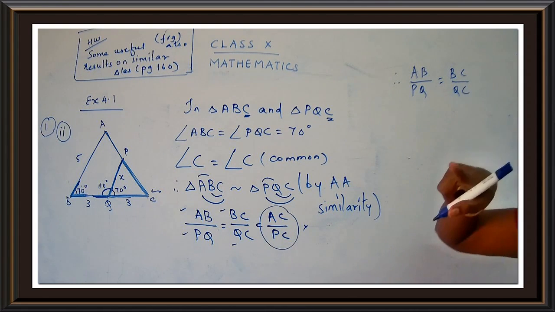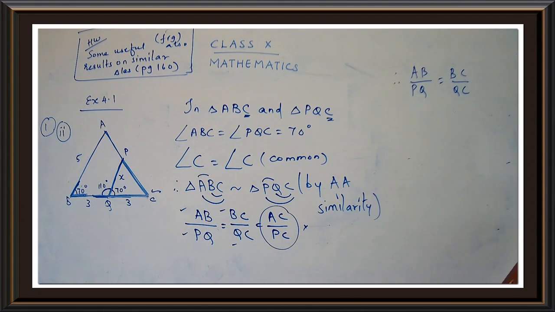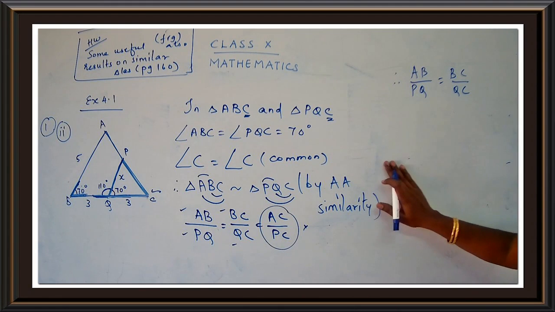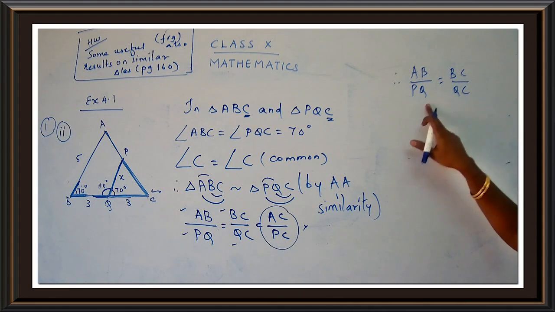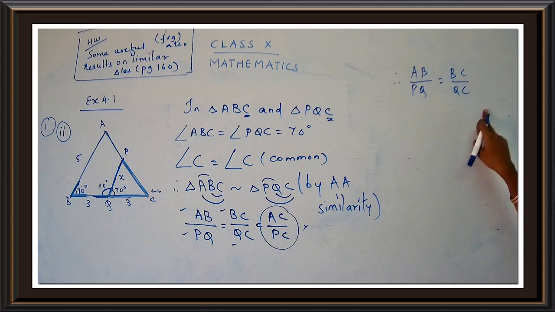In the previous sum, I did not write them together. I have taken them separately because we have not confirmed that the triangle was similar. Yes, children? But here I have confirmed that the triangles are similar. So these two values will be equal. AB upon PQ will be equal to BC upon QC.